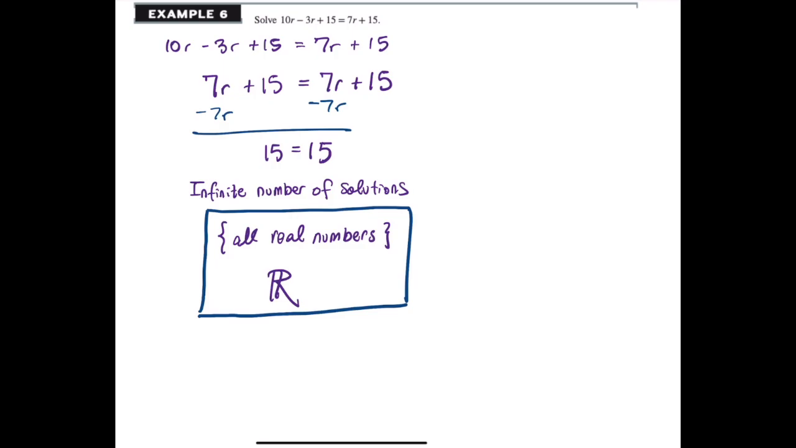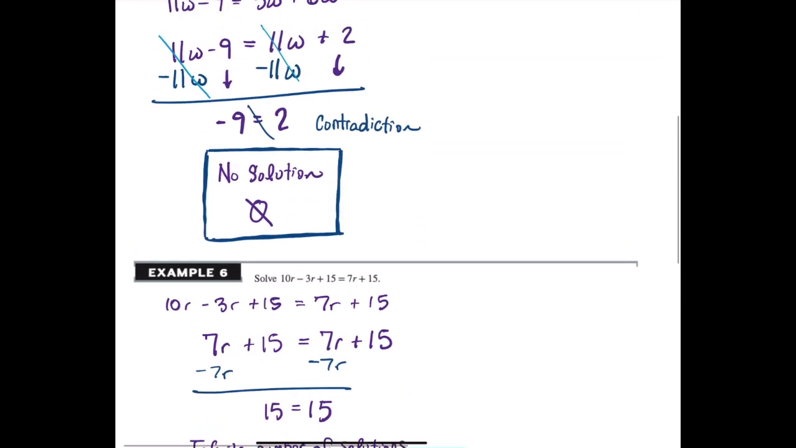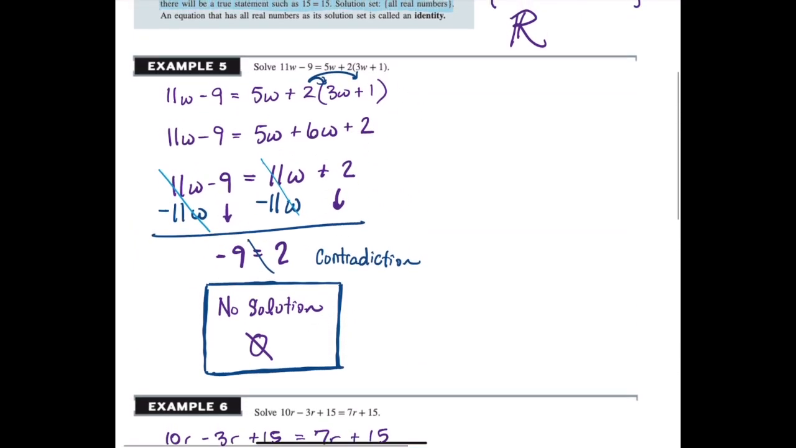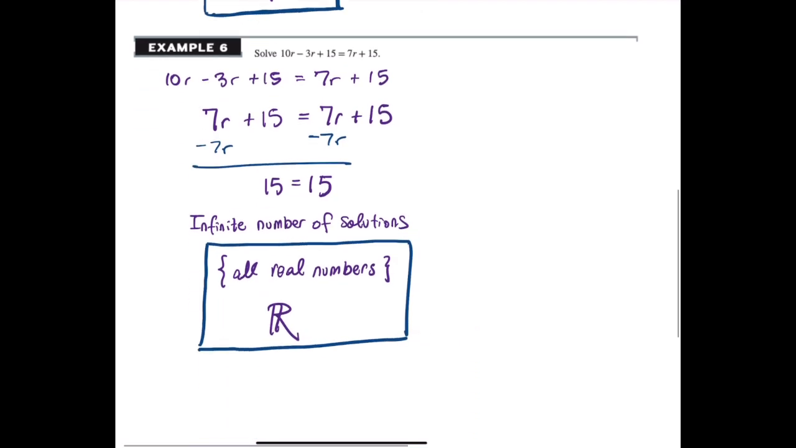Interesting. So these are our two special cases. Either our variables cancel out and we get a contradiction. In this case, we have no solution. Or our variables cancel out and we get a true statement. We call that an identity. And in that case, the solution is all real numbers.